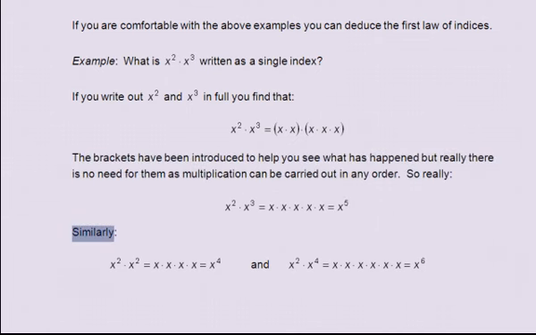Similarly, x squared times x squared equals x times x times x times x, which equals x to the 4, and x squared times x to the 4 equals x times x times x times x times x times x, which equals x to the 6.